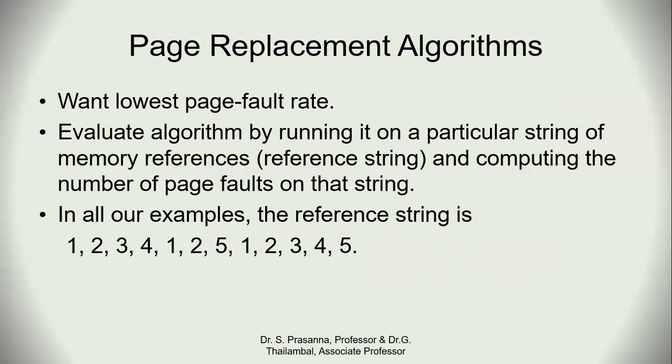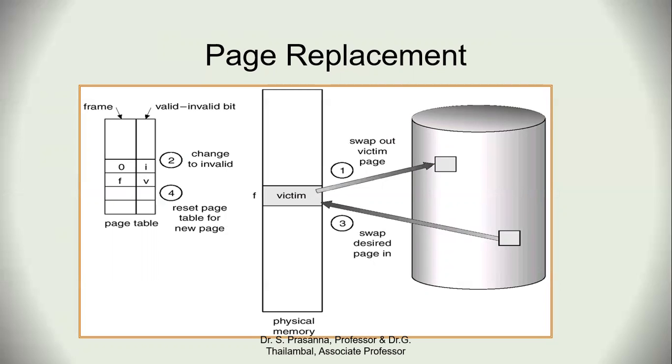So we have some algorithms to evaluate the page replacement. We want the lowest page fault rate. A page fault is when the page needed by the user is checked in the page table, and if it is not found, then it is a page fault. If there is no free space available to swap in the victim, and no free space available for a new page to enter, then we can say it is a page fault.